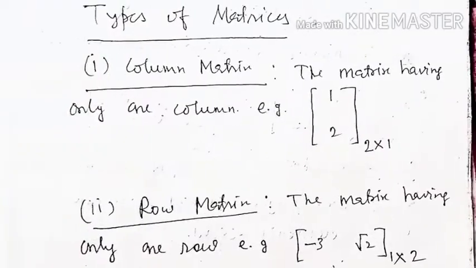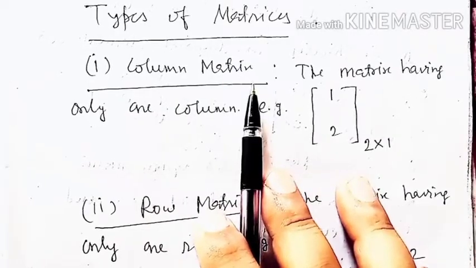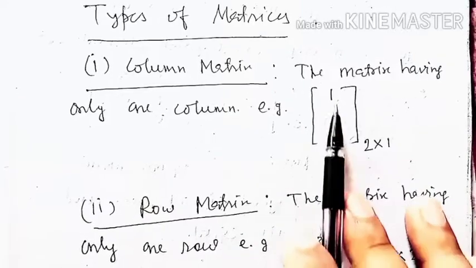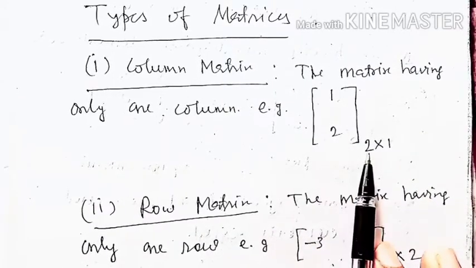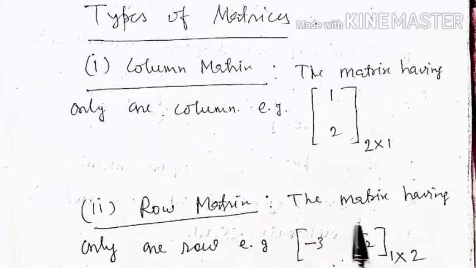Let us discuss types of matrices. First one is the column matrix, the matrix having only one column. For example, this one. This is a matrix of order 2 cross 1. Here the number of columns is 1. Row matrix: the matrix having only one row. For example, here it is a matrix minus 3, root 2, of order 1 cross 2. The number of rows is 1 and the number of columns is 2.